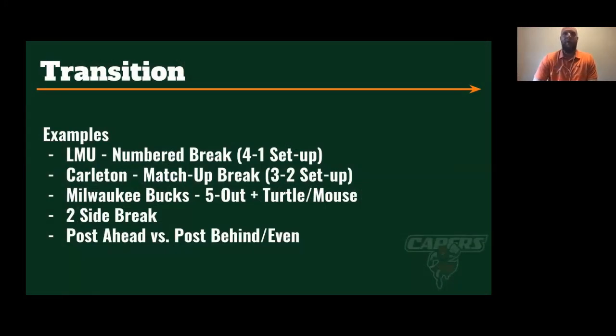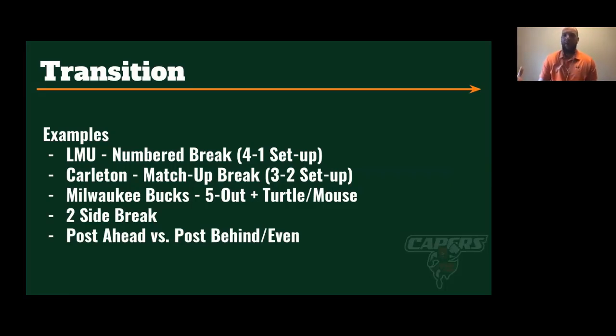So transition is the one thing that I've been really working hard on this offseason, trying to talk to as many people as I can about what the right thing is to do in transition. I don't think there's necessarily a right thing or a wrong thing, so I'm just trying to give a bunch of examples for people to think about what they can do. Obviously there's the LMU Loyola Marymount numbered break, which is a 4-round-1 setup, having the 2s and 3s running each wing, a 4 trail, and the 5 running to the front of the rim. That's a really good example, something people have been using for a long time.